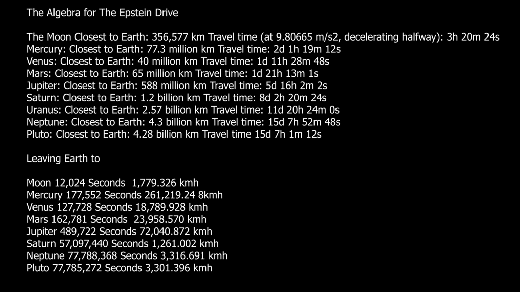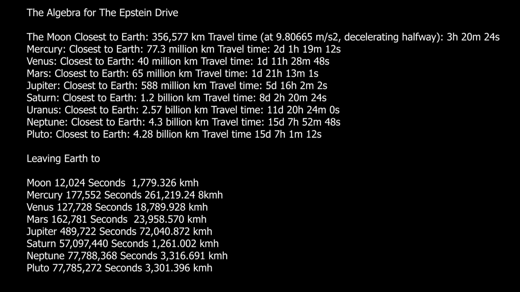Venus closest to Earth, 40 million kilometers. Travel time 1 day, 11 hours, 28 minutes, 48 seconds. Mars closest to Earth, 65 million kilometers. Travel time 1 day, 21 hours, 13 minutes, 1 second. Jupiter, closest to Earth, 588 million kilometers. Travel time 5 days, 16 hours, 2 minutes, 2 seconds.